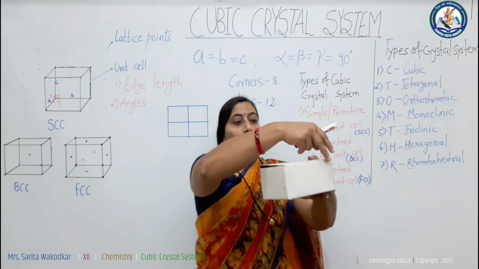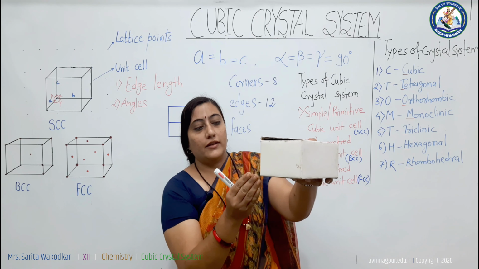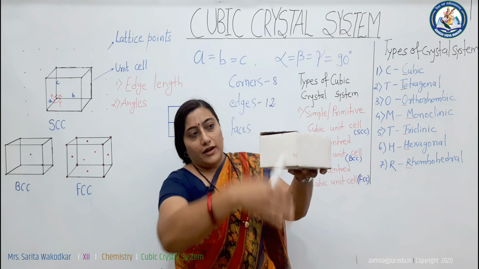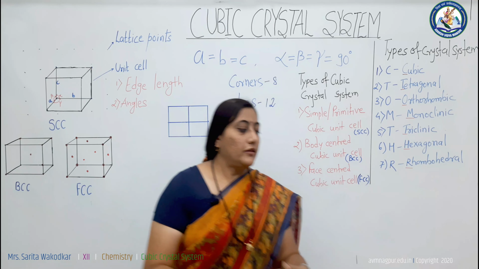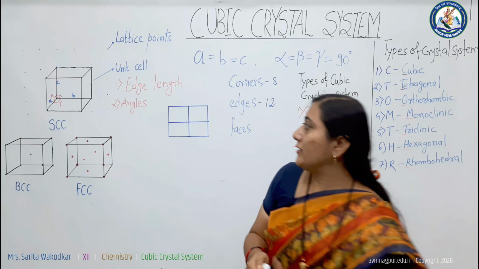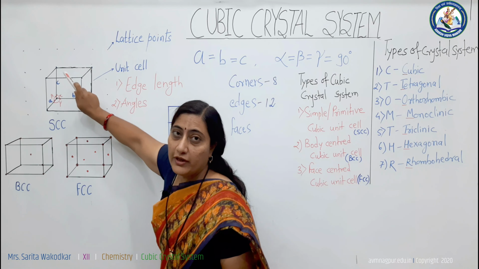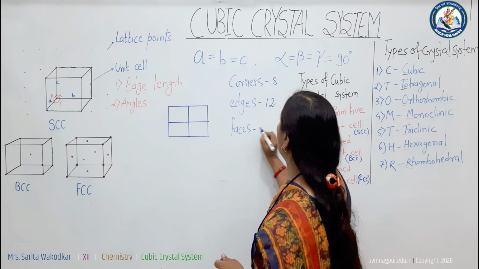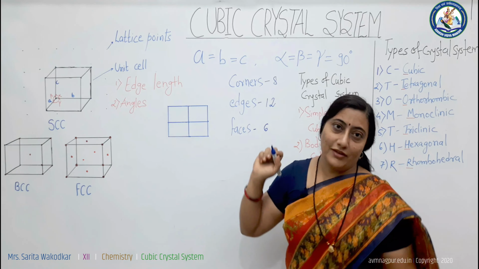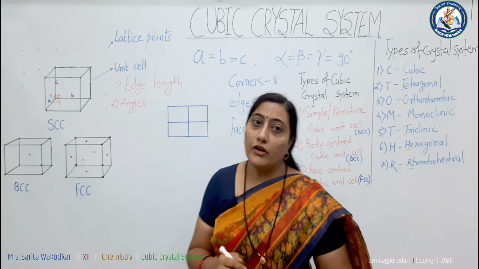See again. 1, 2, 3, 4, 5, 6, 7, 8, 9, 10, 11 and 12. In this way, 12 edges are possessed by a cube or unit cell. Then faces. Total 6 faces are present in a cube or unit cell.